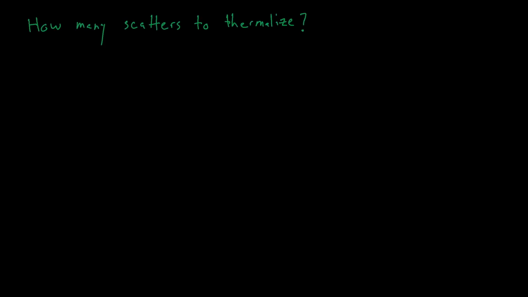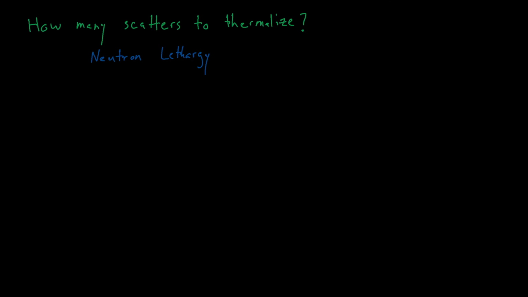Today we're going to continue discussing how fast neutrons slow down to thermal energies in a typical light water reactor system. And today we're going to answer the question of how many scatters are necessary for neutrons to thermalize. To do this, we'll need to introduce something called lethargy.